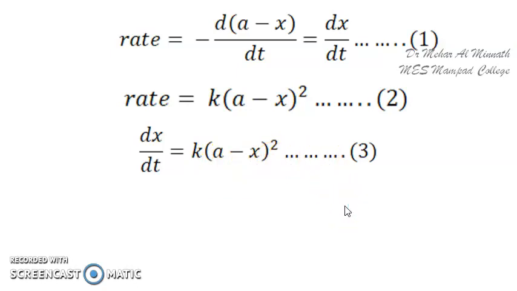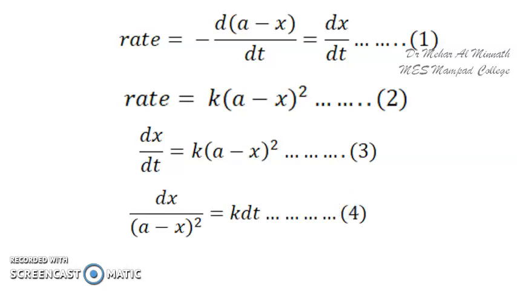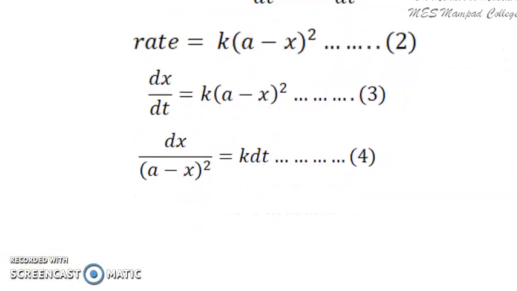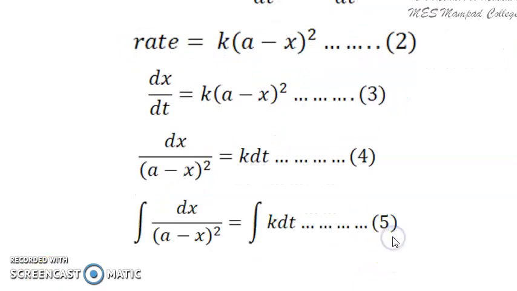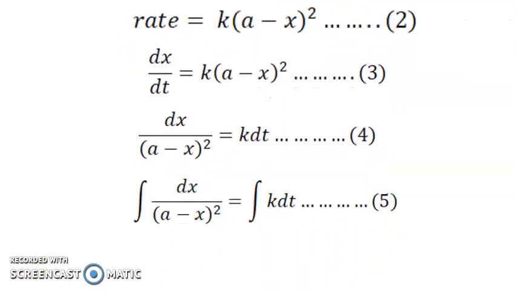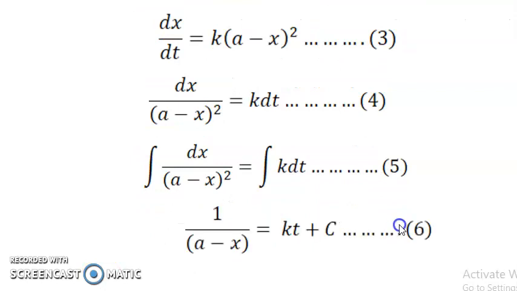Rearranging that, putting all the x terms together, you get dx/(a minus x) the whole power 2 equals k dt. Now you can integrate equation 4. When you integrate equation 4, you get equation 6, that is 1/(a minus x) equals kt plus c, where c is the constant of integration.